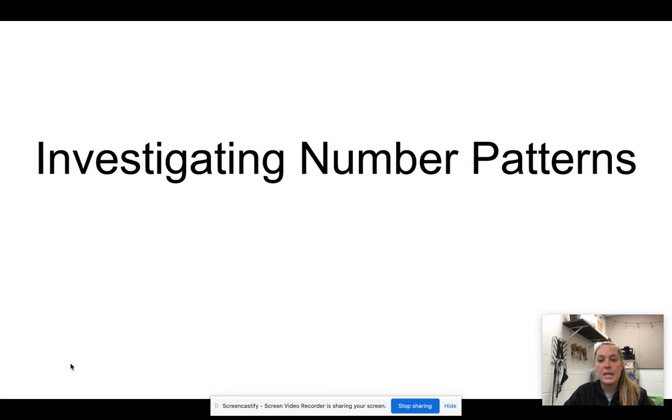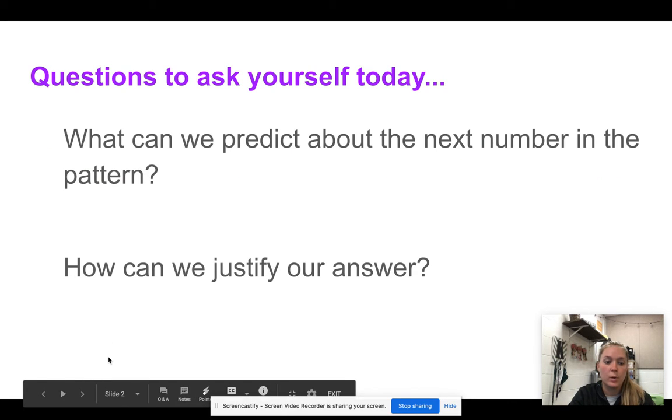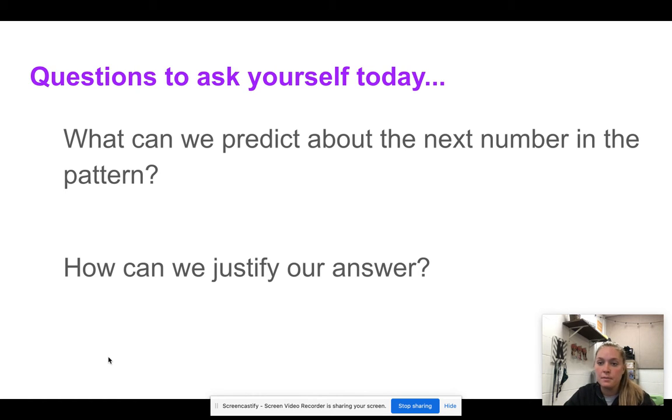Today we are investigating number patterns. We're going to look at just how amazing the mathematics in those number patterns are. Throughout today's lesson, I want you to be asking yourself a couple questions. What can we predict about the next number in the pattern? And how can we justify our answer?